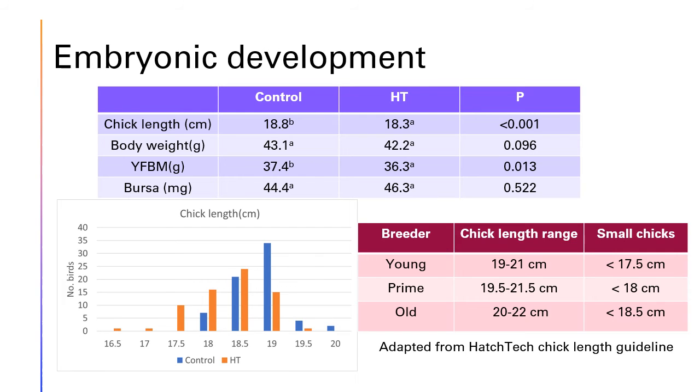Looking at the distribution of chick length, there are more chicks with a shorter chick length in the heat-treated group, which could indicate a chick quality issue.